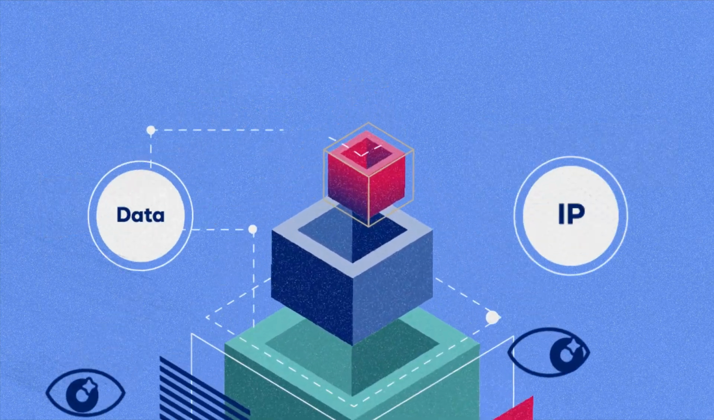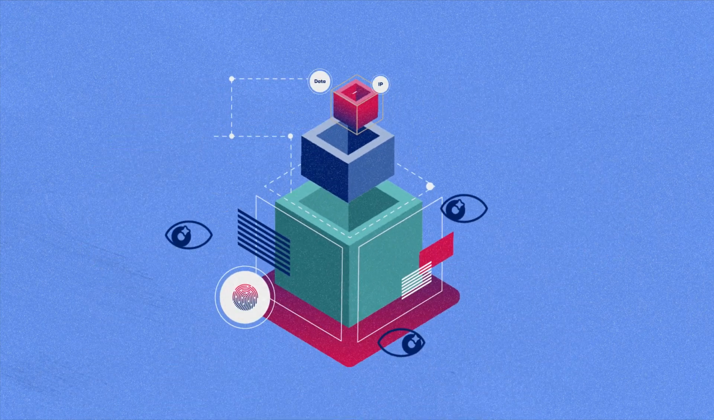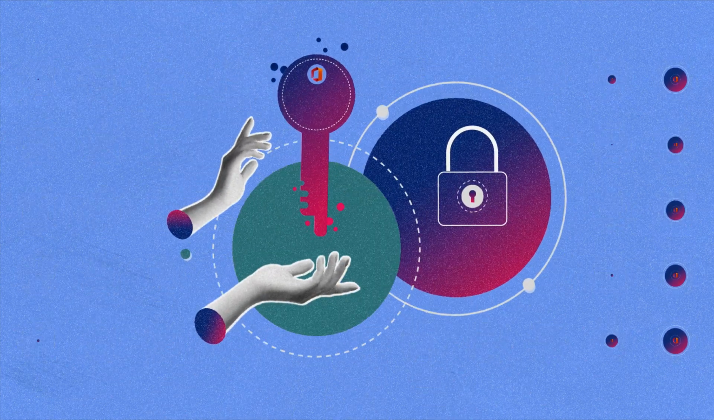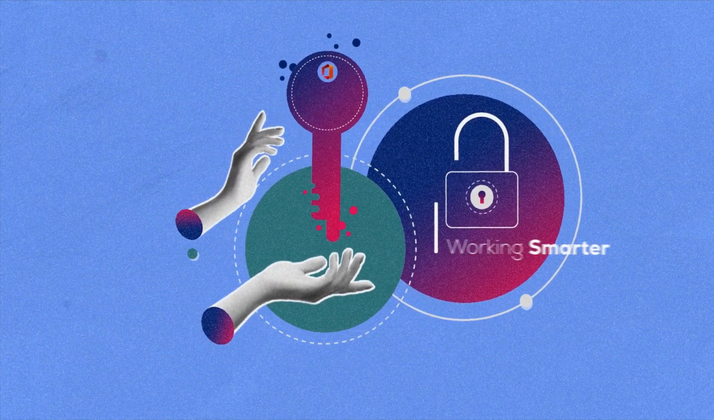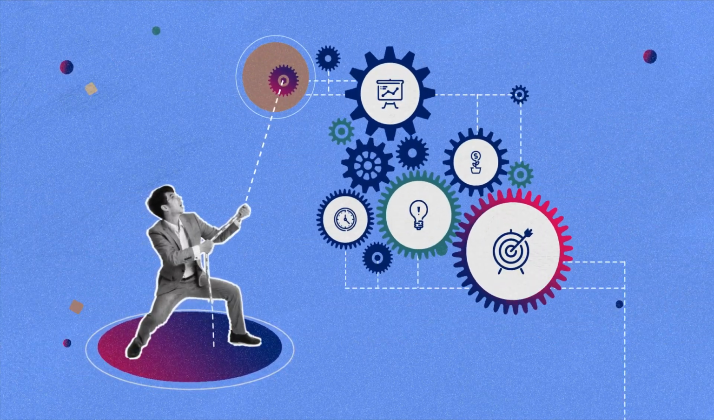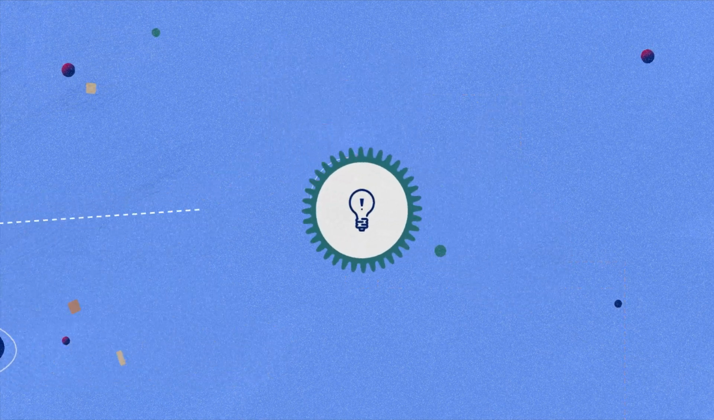You can keep your data and IP safe from prying eyes. As a business owner, you're playing the infinite game, and technology is the key to working smarter, not harder. So why wait? Start automating your business process today and focus on what brings you the most value.